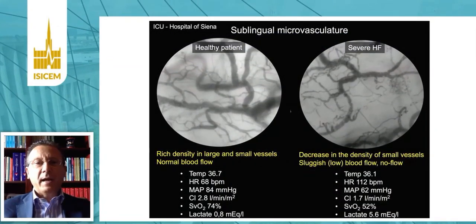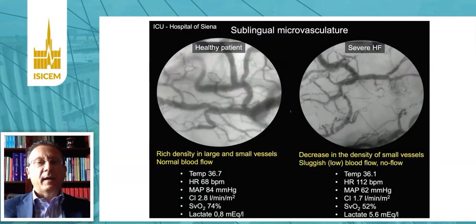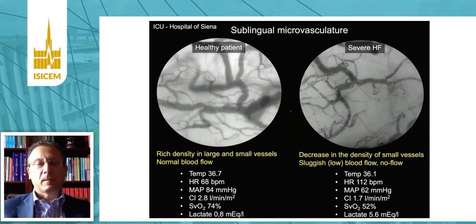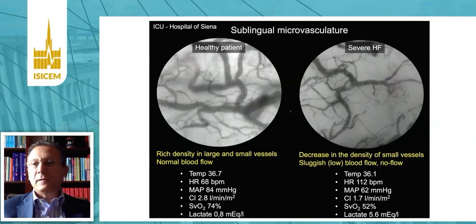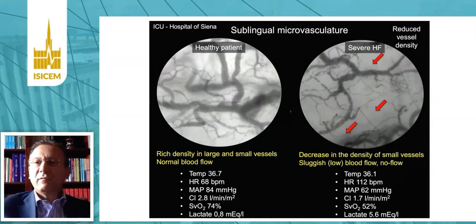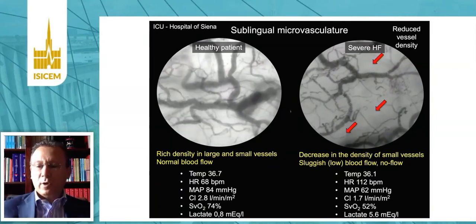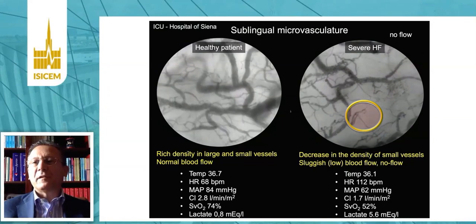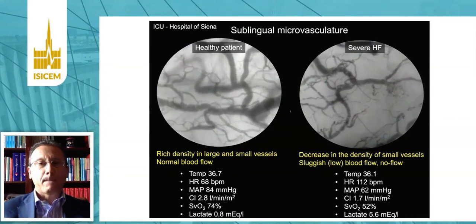These are the microcirculations of a healthy patient and a severe heart failure patient. We can see that in the severe heart failure patient, we have a reduced vessel density, also we have a sluggish flow, and also we have some areas with no flow.